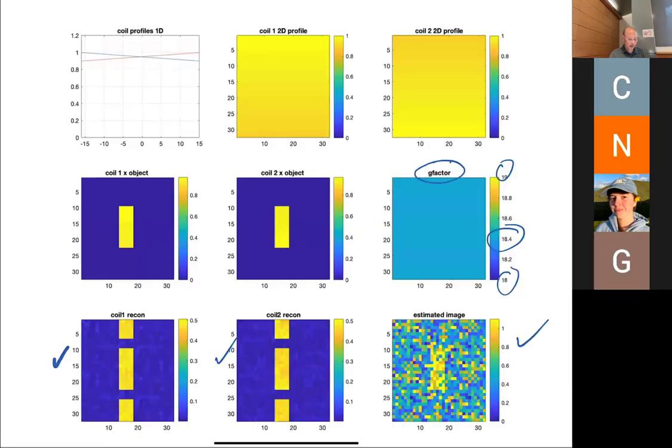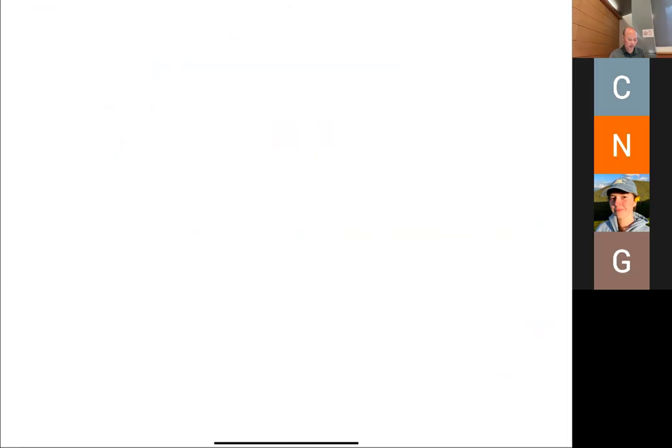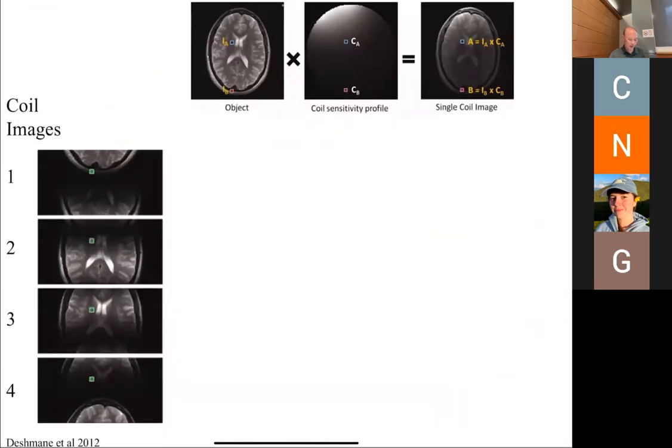So let's talk a little bit about how we actually do that. I'm not going to go through the math. I'm just going to give you an example of why this might make sense. Then we'll look at why different profiles have different G factors, and that should give you enough intuition to do the homework. All right. So let's imagine that we have these four different coil images.